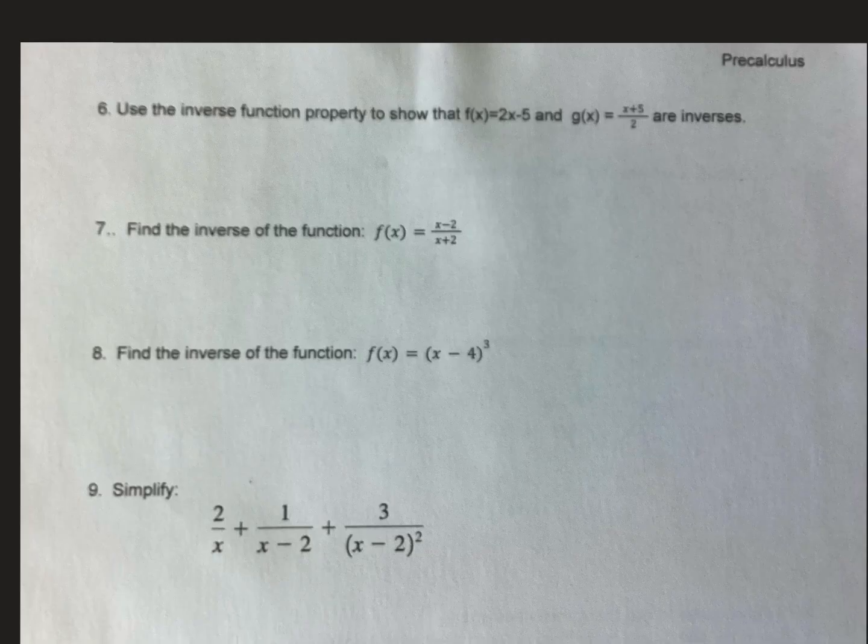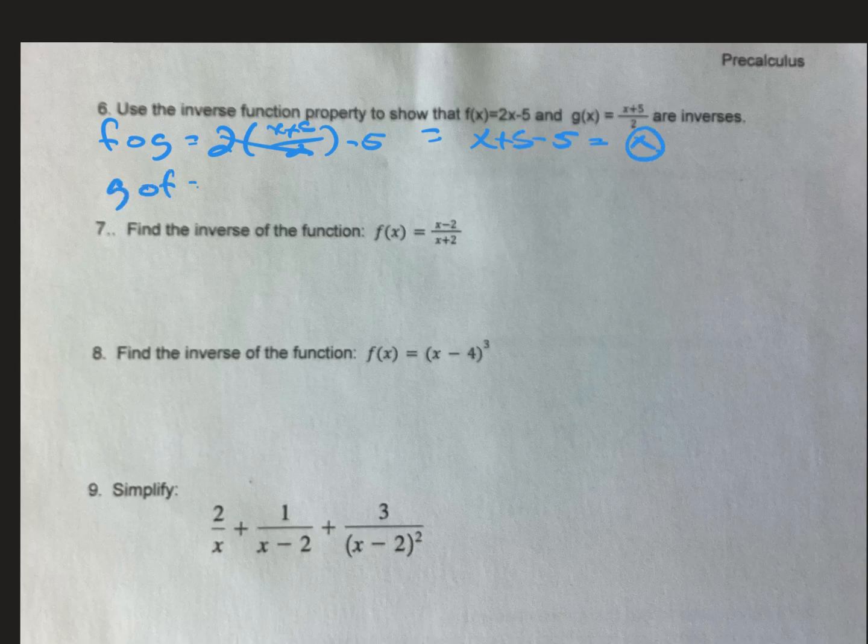Not bad. Use the inverse function property to show that f of x and those are inverses. Now, to prove that they're inverses, what you must do is show that f of g of x is x and g of f of x is x. So I'm going to start out by doing f of g and see what I get. If I do f of g, I'm going to get 2 times x plus 5 over 2 minus 5, and just work that out. First of all, the 2's cancel. That leaves me x plus 5 minus 5, which is x, which is what I wanted.